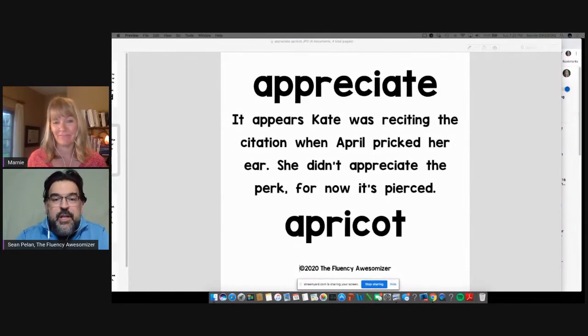Then you go into the passage. And again, my message is simple. Can you read it out loud from start to finish? It appears Kate was reciting the citation when April pricked her ear. She didn't appreciate the perk. For now, it's pierced. It doesn't make sense.